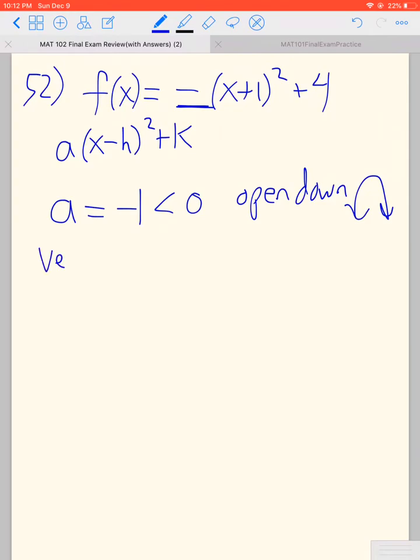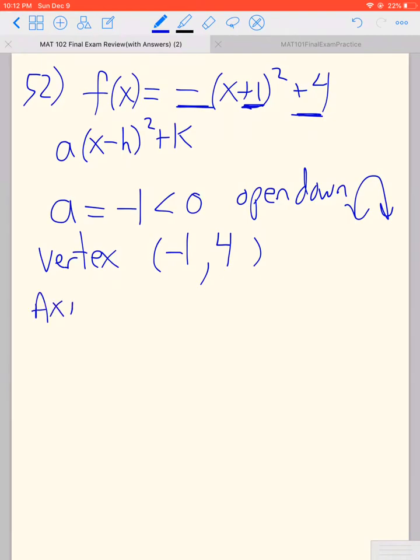The next thing we can talk about is the vertex. If it's in vertex form, then you can just visually look at it and tell what the coordinates for the vertex will be. It's the opposite of the number in the parenthesis with the x, will be the x coordinate of your vertex. So if I see a +1, then it's going to be a -1 that goes here. And then the y value of the vertex is literally the same number you see on the outside. So that would be 4. That gives us our vertex.